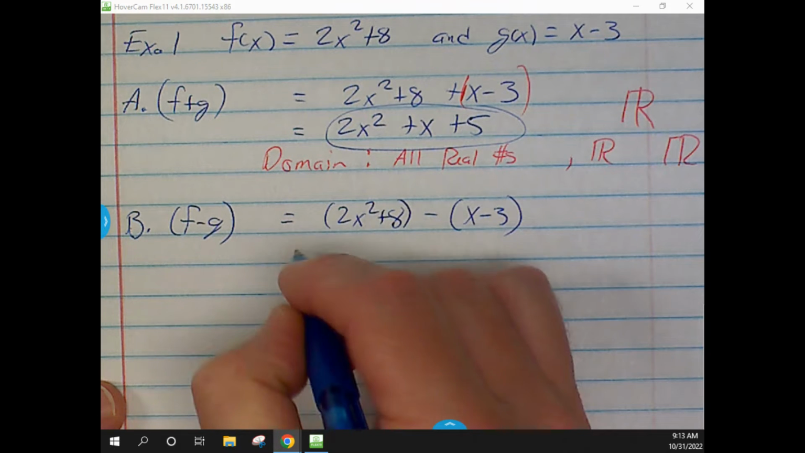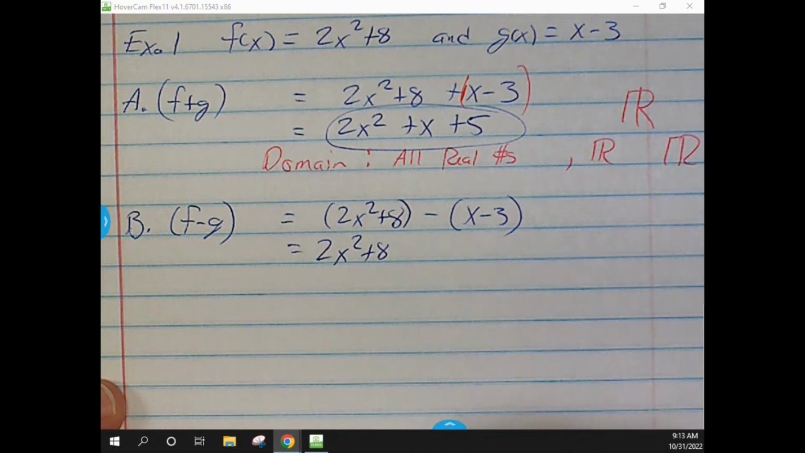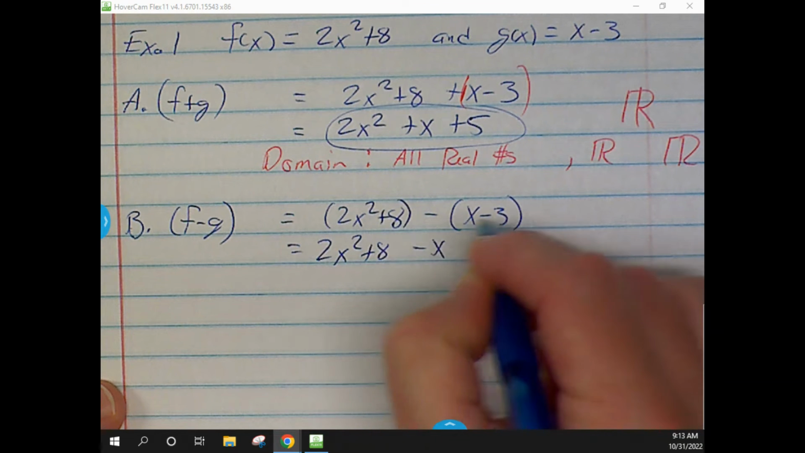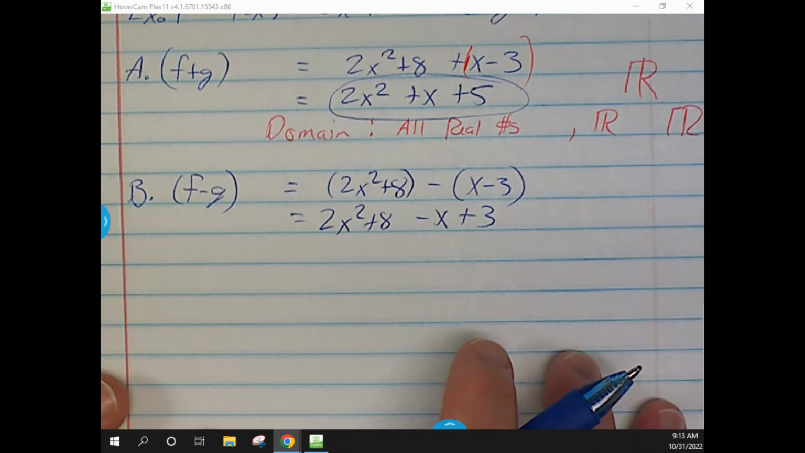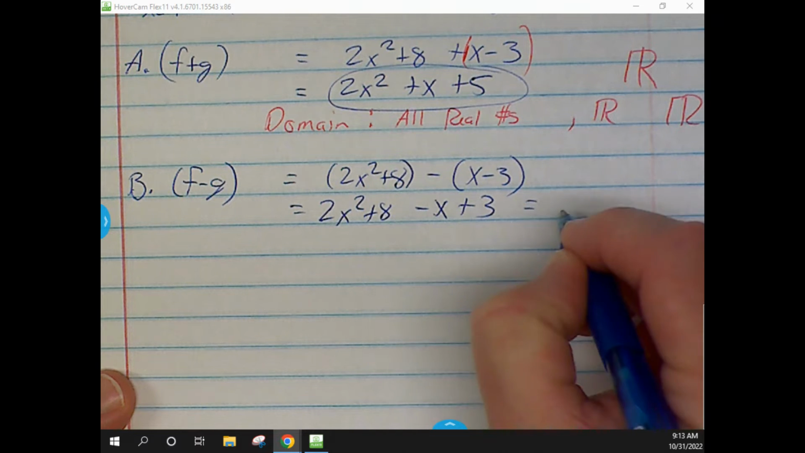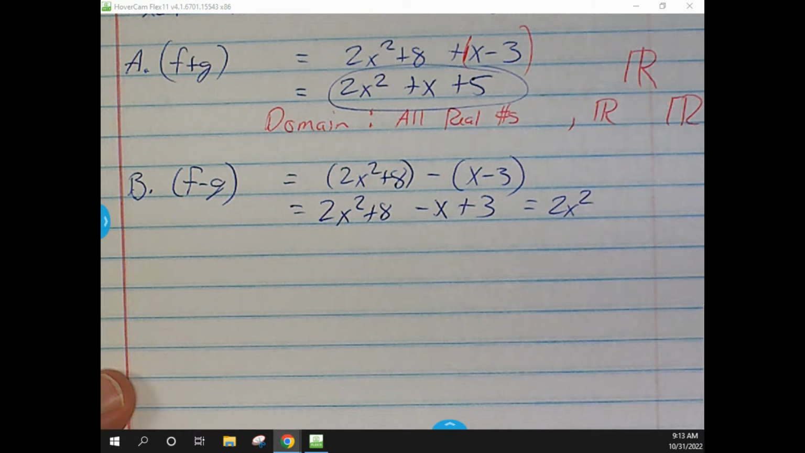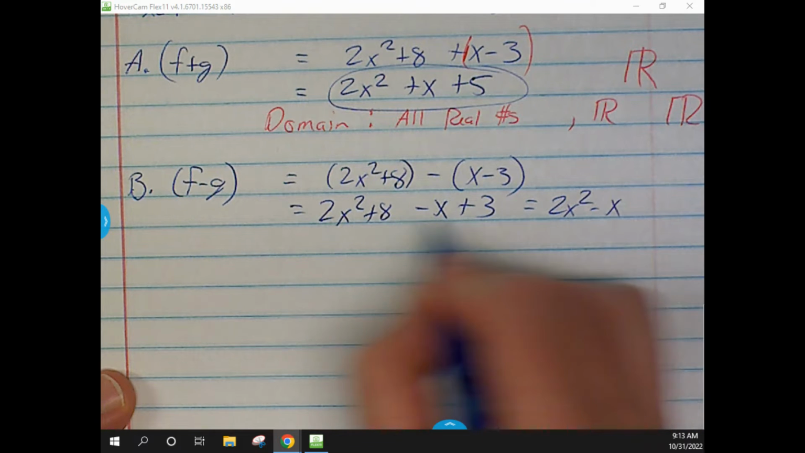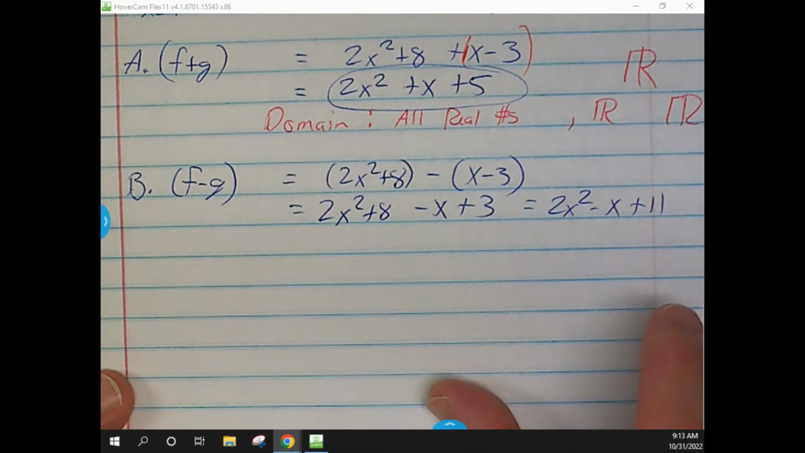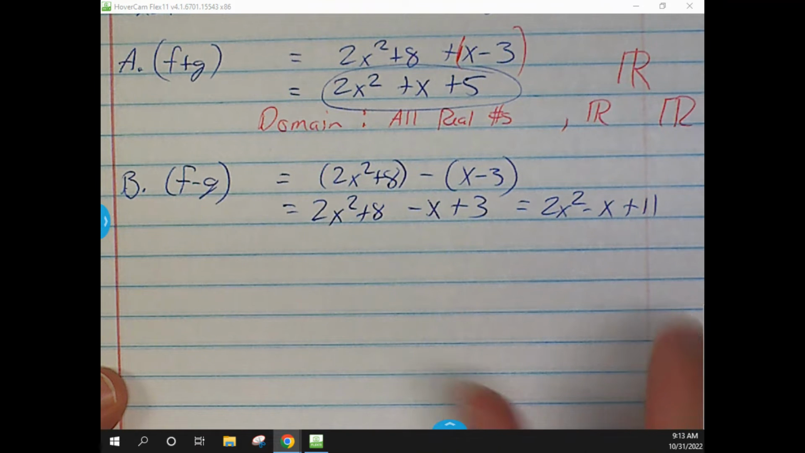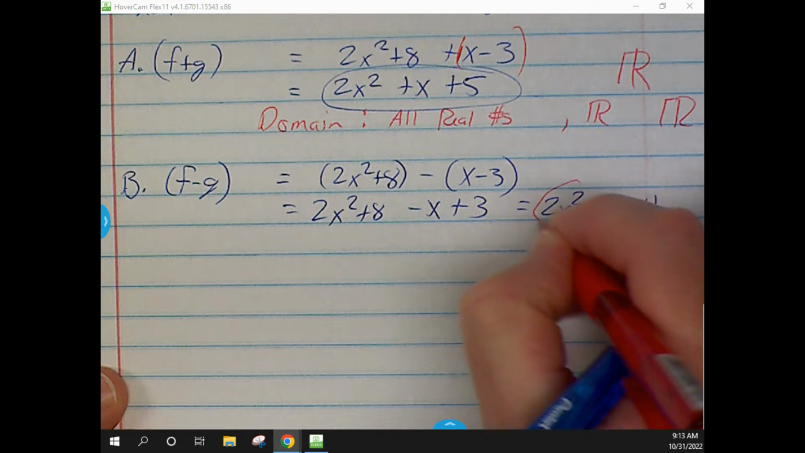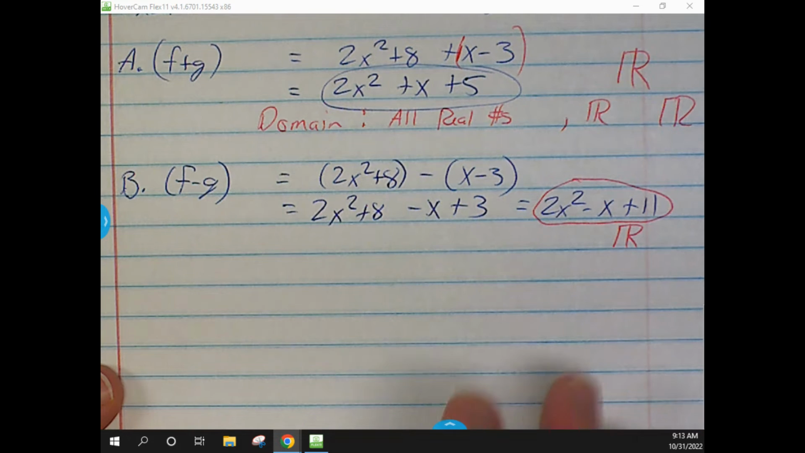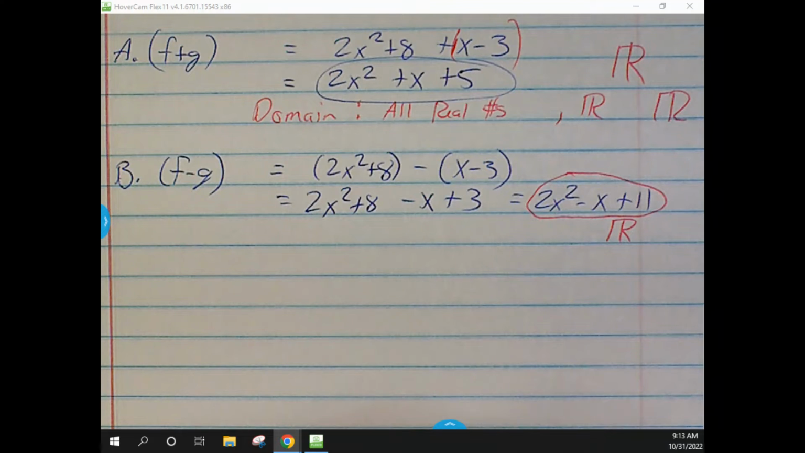But subtraction, it does do something because that's going to be 2x squared plus 8. And remember, the minus in front means you've got to change this sign. You've also got to change that sign. Okay, so that's 2x squared minus x. In this case, we've got 8 plus 3, so that would get 11. And again, domain in that case would be all real numbers. No fractions, no square roots. So then we're good to go.